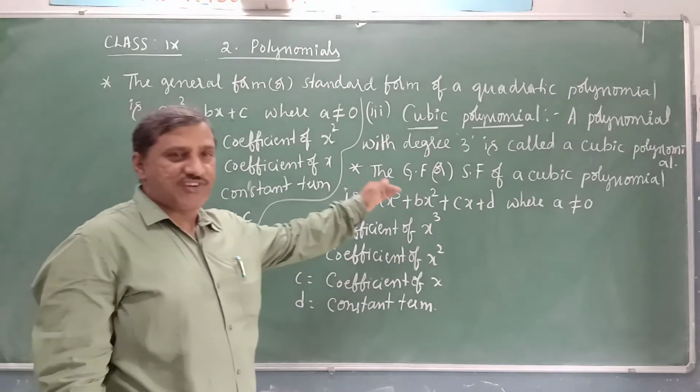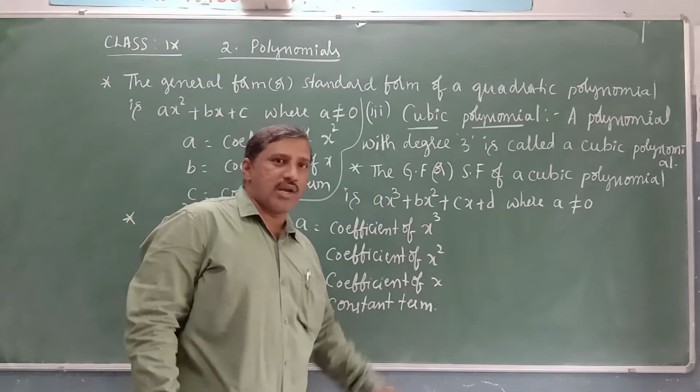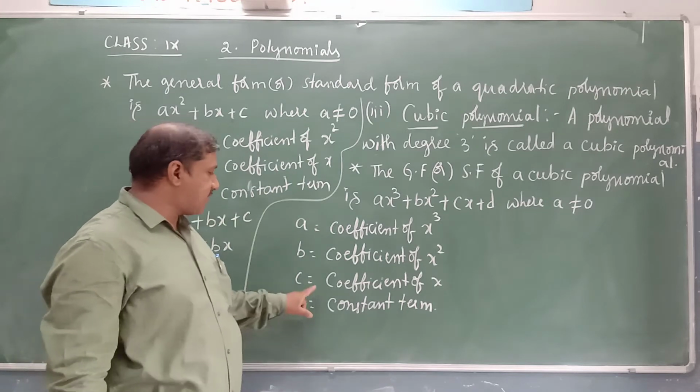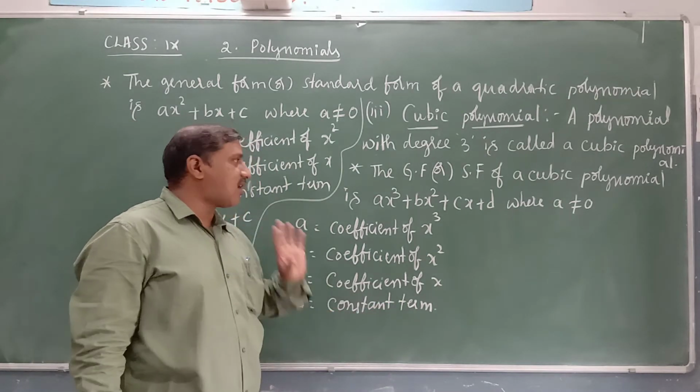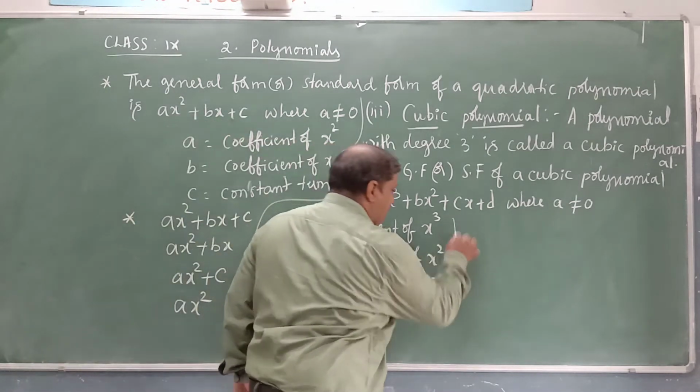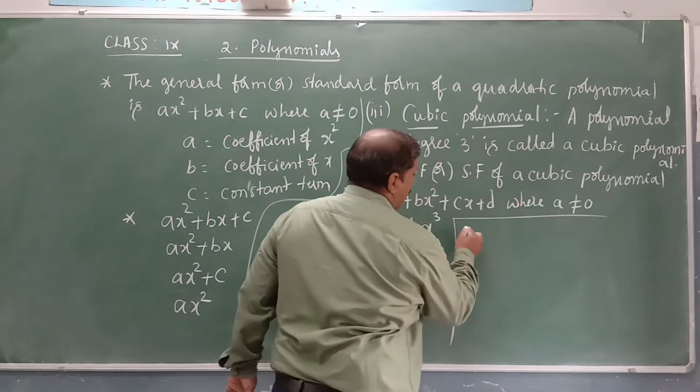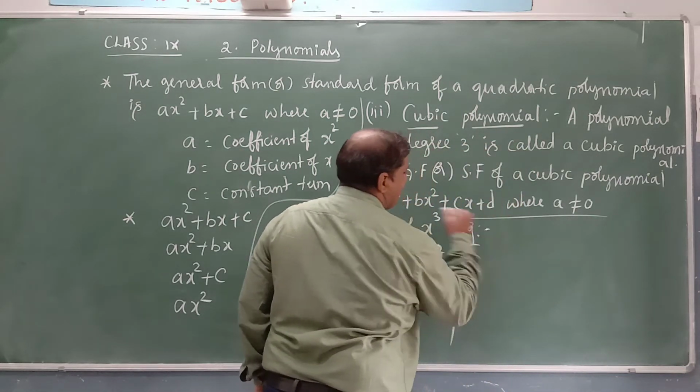A is the coefficient of x cube and b is the coefficient of x square. C is the coefficient of x. D is the constant term. Now examples. Examples of cubic polynomials.